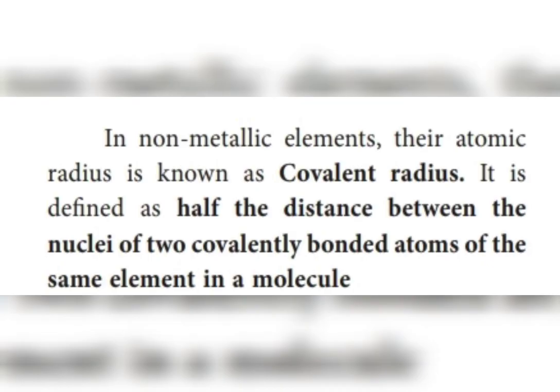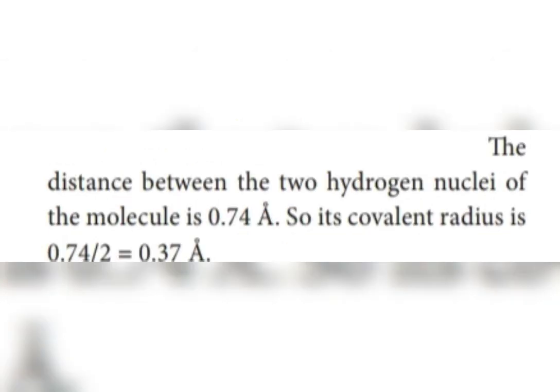In non-metallic elements, their atomic radius is known as covalent radius. It is defined as half the distance between the nuclei of two covalently bonded atoms of the same element in a molecule. The distance between the two hydrogen nuclei of the molecule is 0.74 angstrom. So its covalent radius is 0.74 by 2, which is equal to 0.37 angstrom.